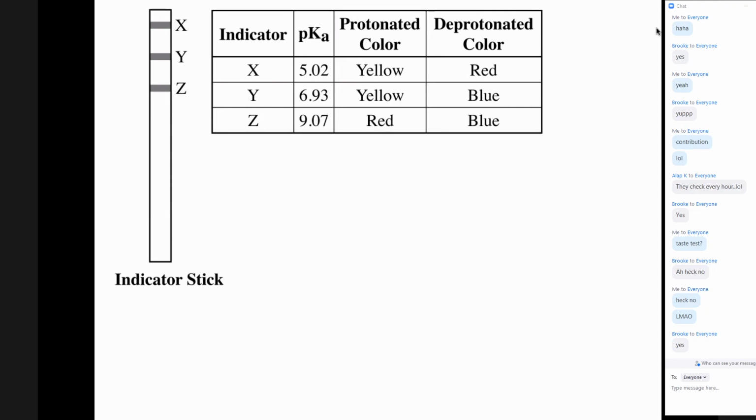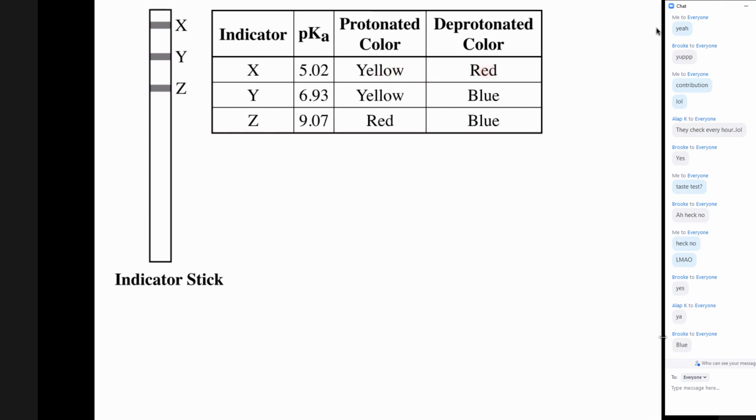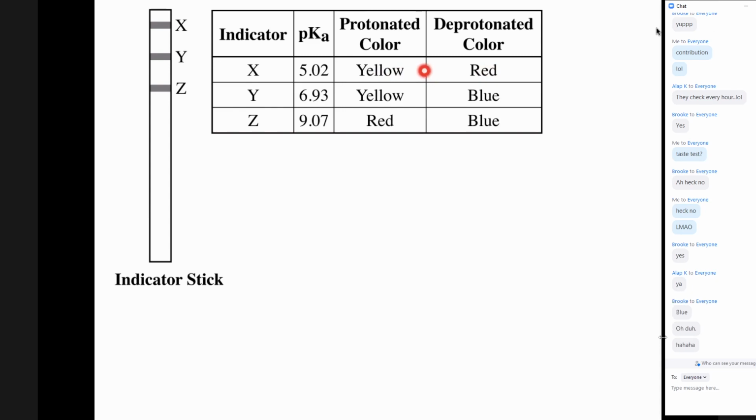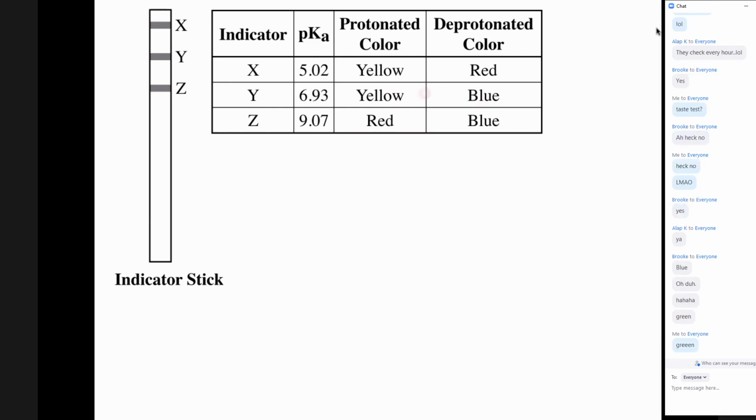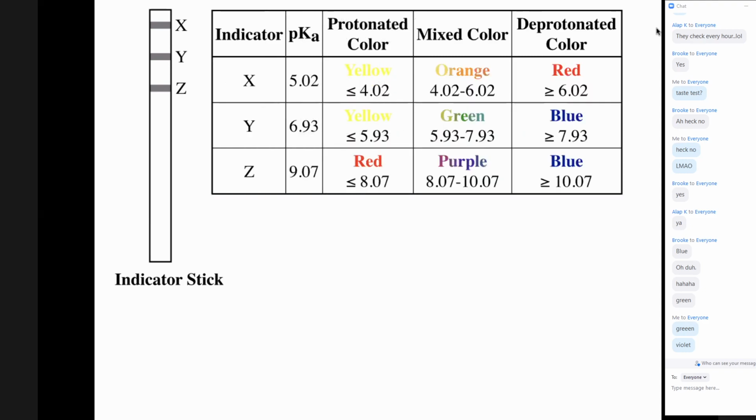Okay, this becomes important because we want to have a transition color. So what do yellow and red transition through? Orange. Yellow and red mixed together make orange. But blue is a complementary color of orange, so you're in the ballpark there. What do yellow and blue mix to make? Green. And then red and blue? Violet, purple in color.